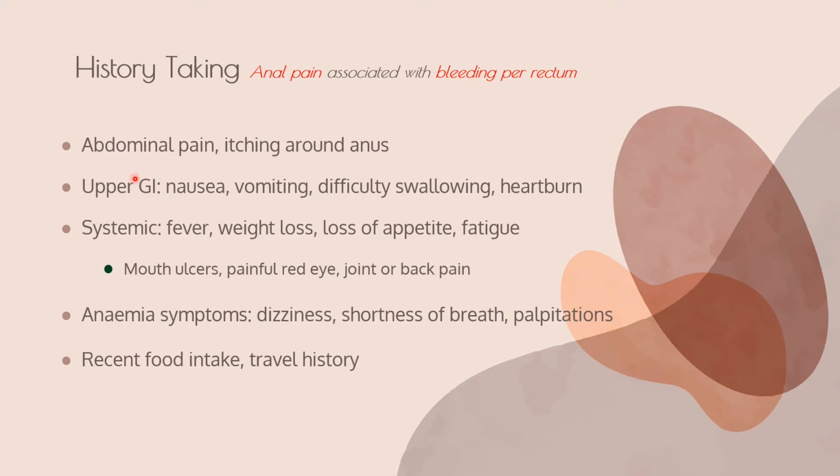Some other aspects in your history of presenting illness include presence of abdominal pain, itching around the anus, upper GI symptoms such as nausea, vomiting, difficulty swallowing, and heartburn, some systemic features: fever, weight loss, loss of appetite, fatigue, and also some inflammatory symptoms such as mouth ulcers, painful red eye, joint or back pain. As the patient presents with bleeding, we always have to assess for anemia symptoms, which include dizziness, shortness of breath, palpitations, and lastly, because of stool-related chief complaint, you may have to assess their recent food intake and travel history.